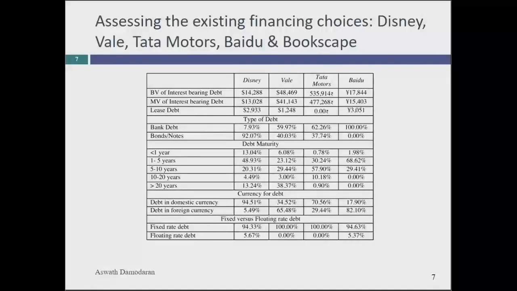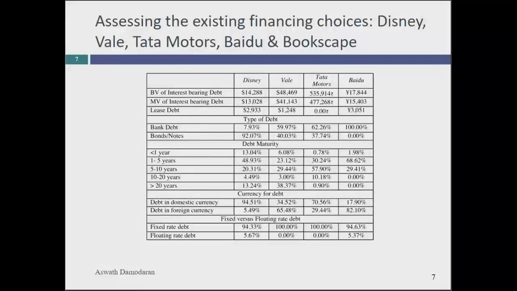If you look at the maturity of the debt, much of Disney's debt, 49%, is 1 to 5 year debt. As we describe the debt, I want you to think about, and remember we said debt has to match up to your assets. I want you to think about, does the type of debt Disney has reflect the kind of assets they have?